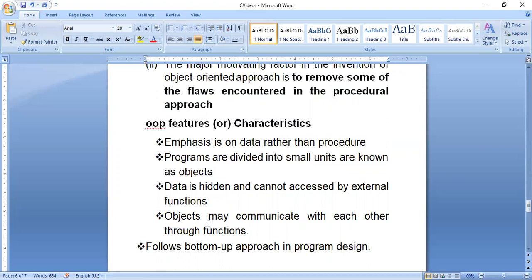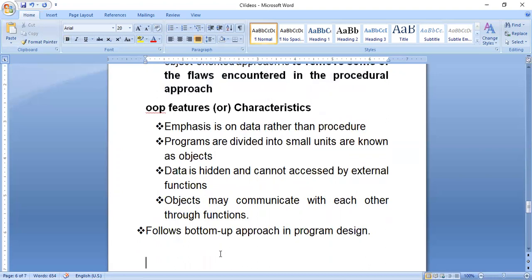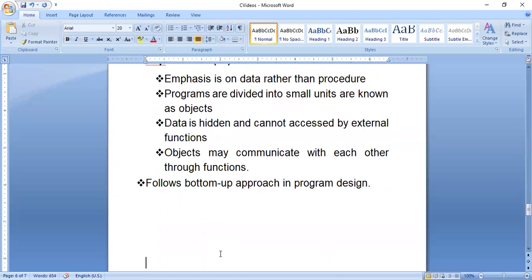It follows the bottom-up approach in design. What does the bottom-up approach mean? If I don't understand the problem very well, I can take only the understandable part of the problem and solve it. Next, I can go for another part of the problem which I can understand. In this way, I can solve the parts of the problem. That is the bottom-up approach.